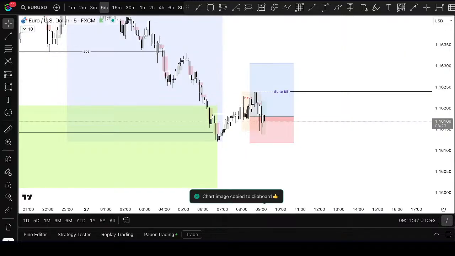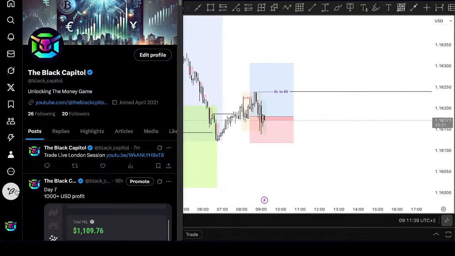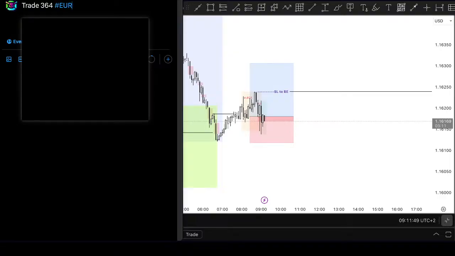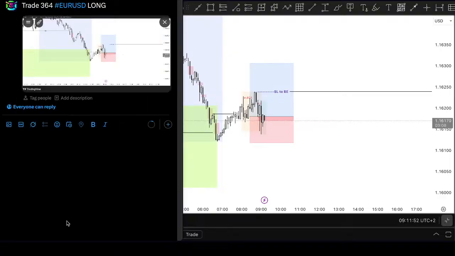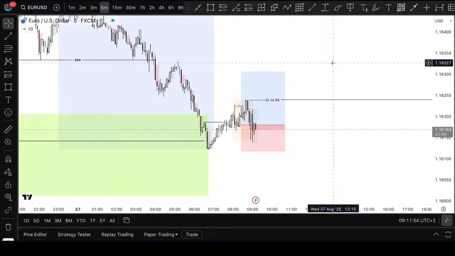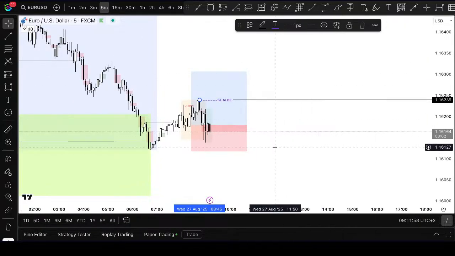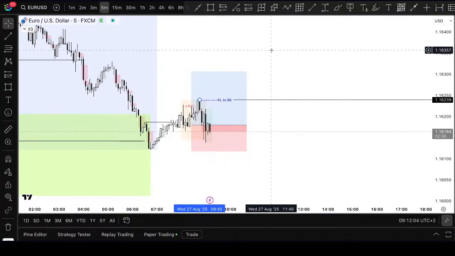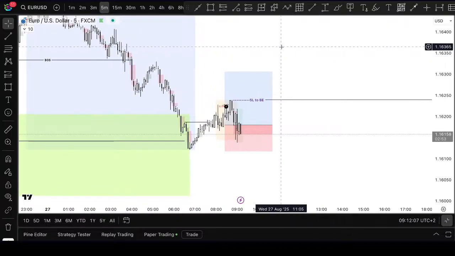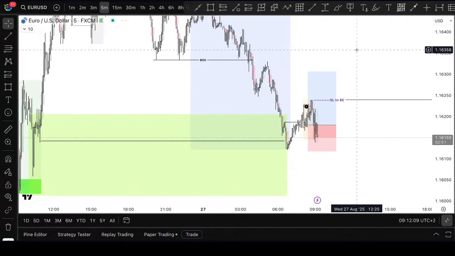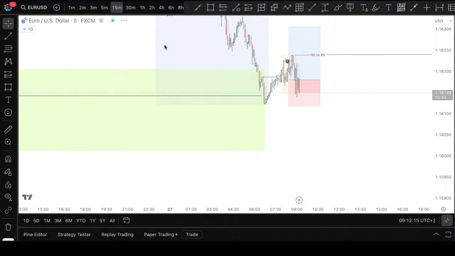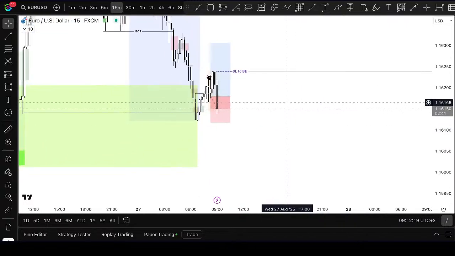Okay, now we'll post it in our chat. I need to say which trade, 364, USD long. Yeah, we'll go for the entry here. We'll put the SL here. Yeah, it's a good place to go for a long.